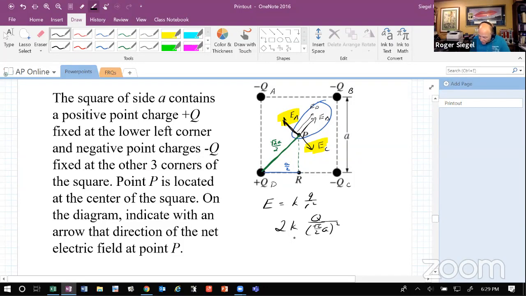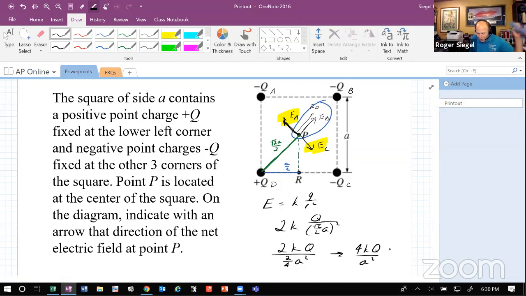And so what we have now is 2KQ over, let's see, that's going to be 2 over 4 A squared. And so that's going to be 2 in the top. And so what that gives us is 4KQ over A squared. All right, and that is our electric field at that point.